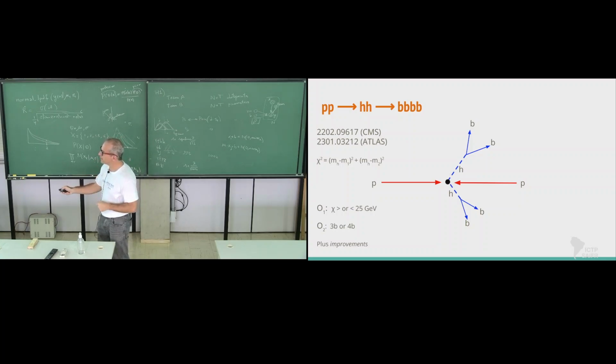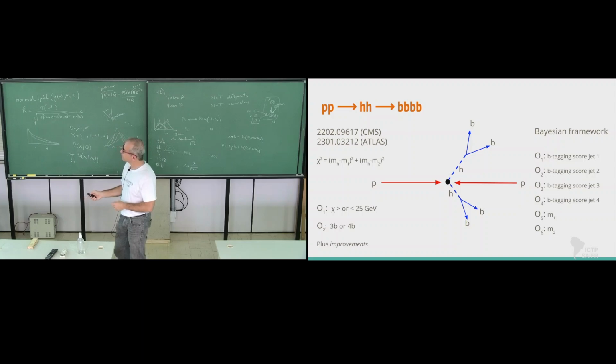Now, this is what they do. 25. And the second observable, the ABCD method, is whether you have 3 bottoms or 4 bottoms. They say the signal region, region A, would be less than 25 and 4 bottoms. And they assume in the other regions B, C, D, they do the simple rule of A is to B like C is to D. What we propose is, let's have the B tagging score of the 4 jets, and the 2 invariant masses. Of course, the B tagging score distribution is not known.